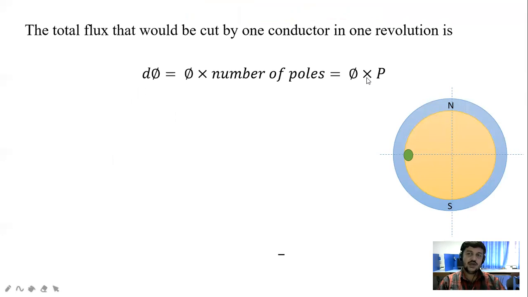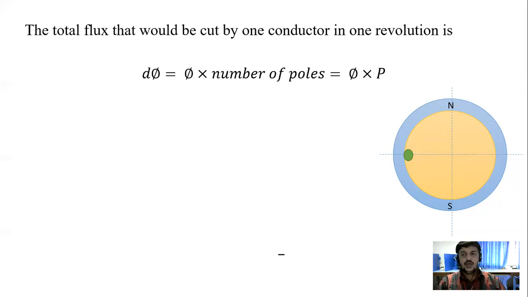So that is equal to phi into p. Now to understand the logic or reason behind this particular equation, let us consider a simple example. So here we consider a simple two-pole machine where two poles N and S are there. The rotor consists of only one conductor, which is indicated over here with a green circle.